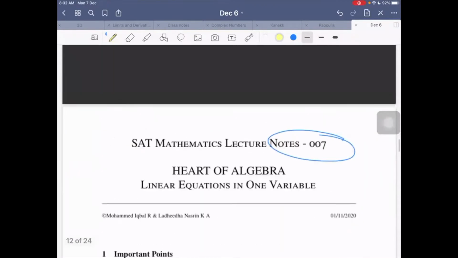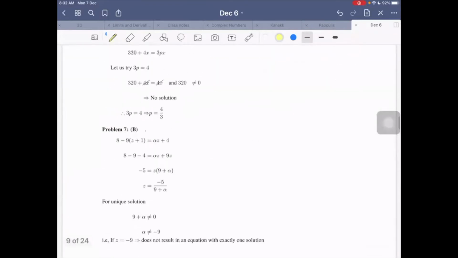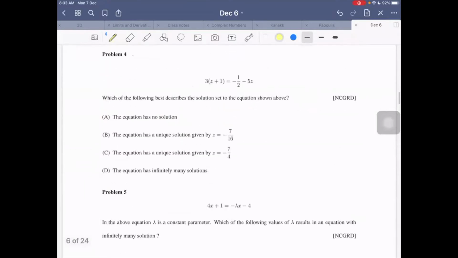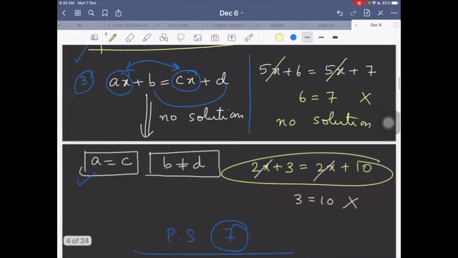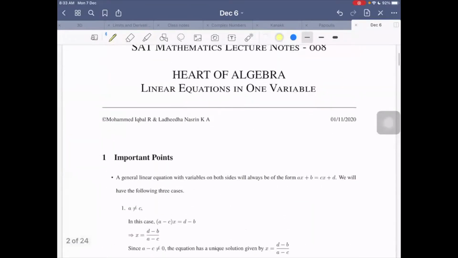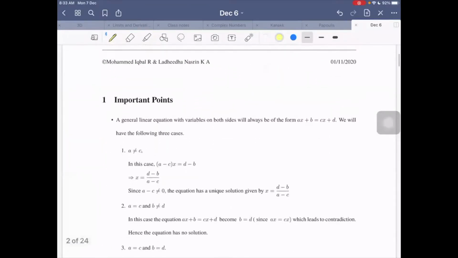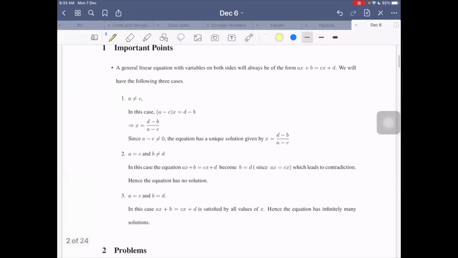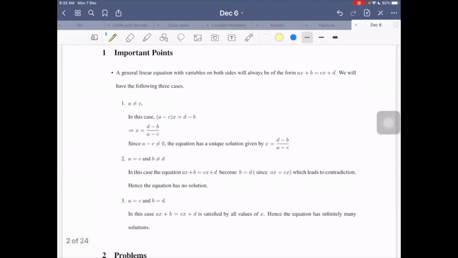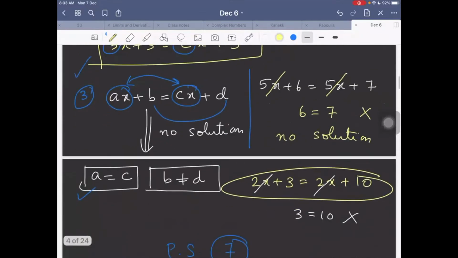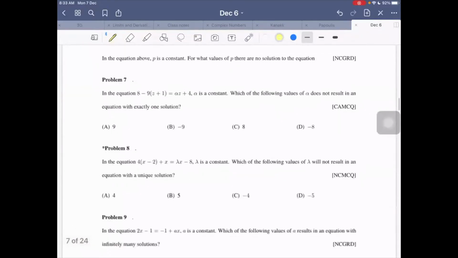So we're done with problem sheet number 7. We were in the middle of discussing the next topic, which was dealing with a general linear equation, and we saw that there are 3 cases happening. Do you remember? By the way, can you tell me how many questions you were able to solve out of this 10?